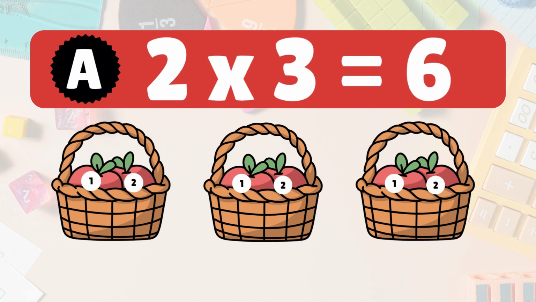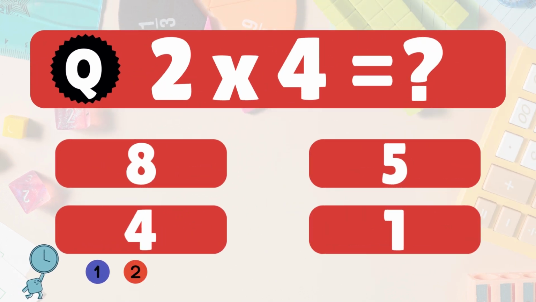Two times 3 is 6. Here we have 3 groups of 2 apples each. Let's count them all. 1, 2, 3, 4, 5, 6. So, 2 times 3 is 6 apples. Next, 2 times 4 is what?